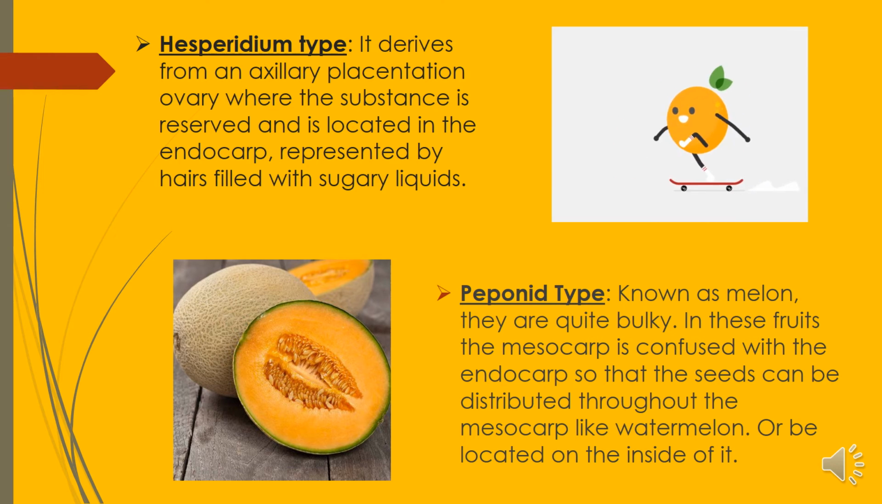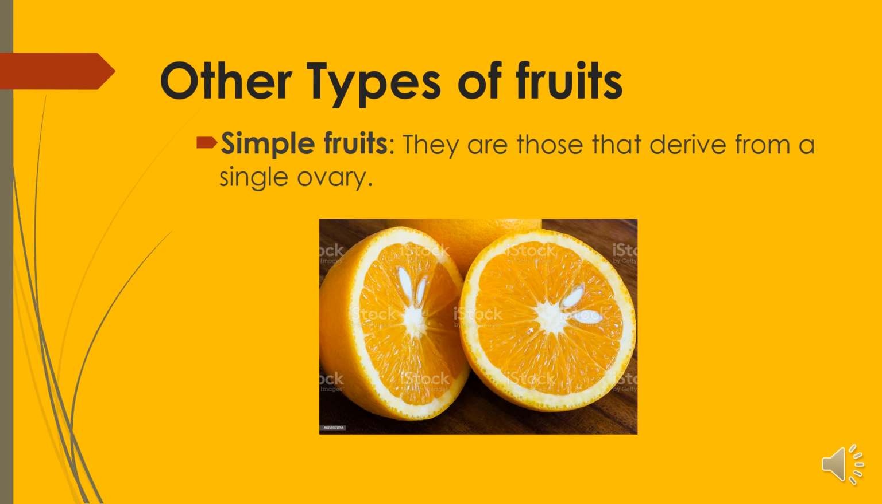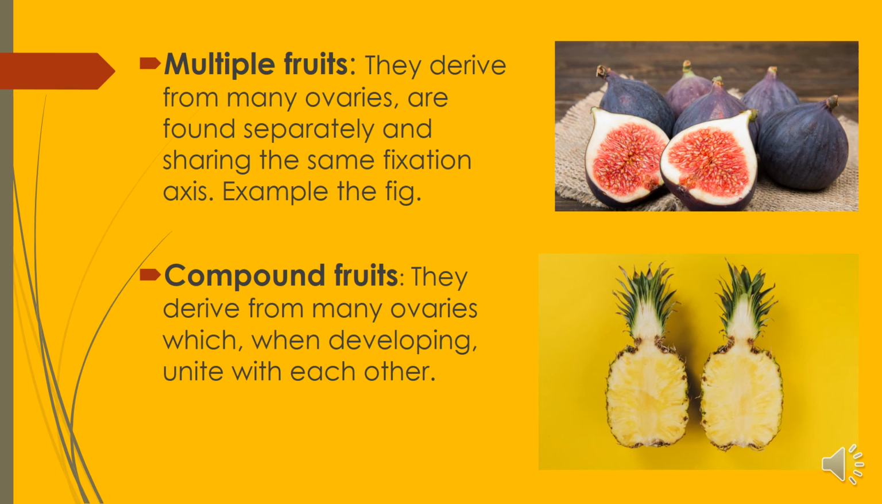Pepo type, known as a melon, that are quite bulky fruits. The mesocarp is confused with the endocarp, so that seeds can be distributed throughout the mesocarp like watermelon, or be located inside of it, like the pumpkin. Halloween is a few days away. Remember it. Other types of fruit: simple fruit, those that derive from a single flower.